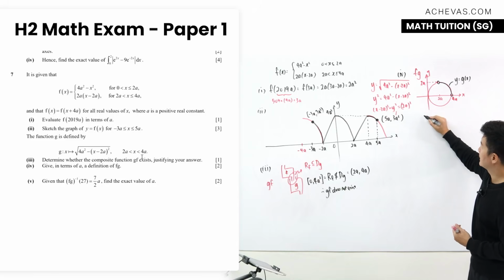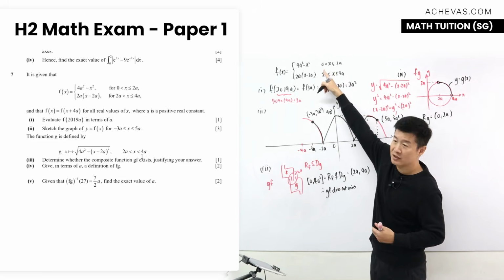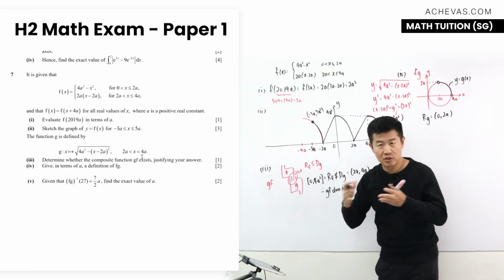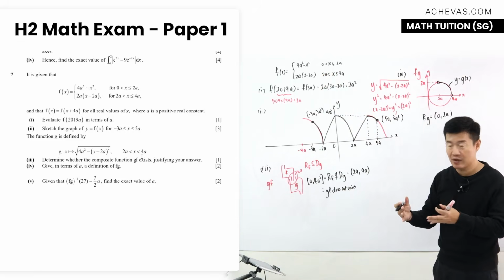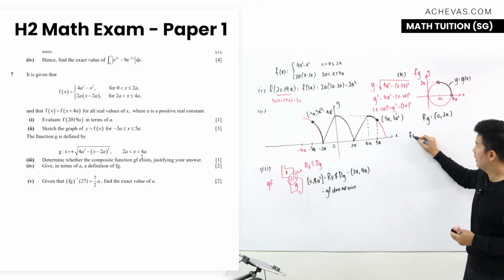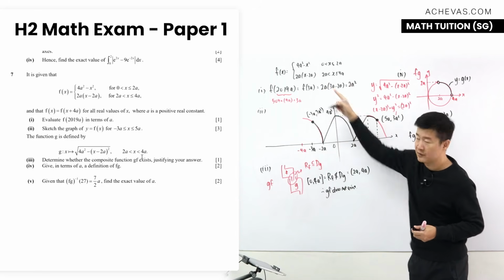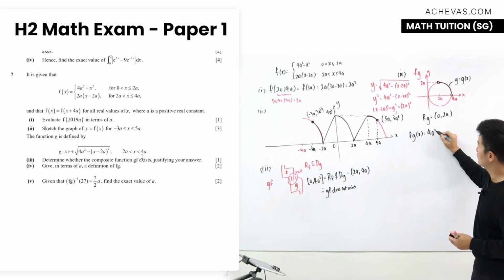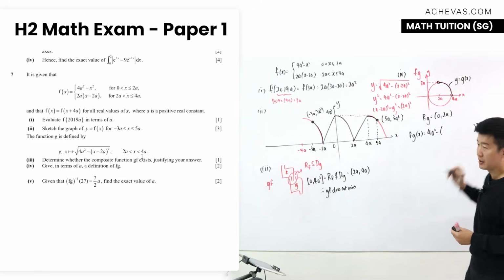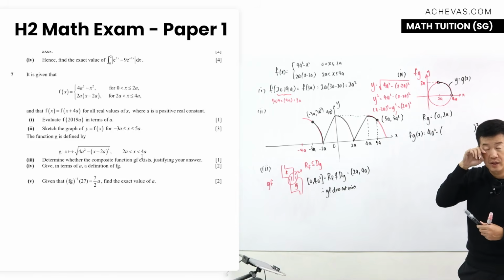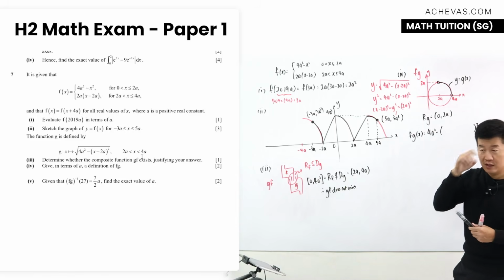So from here, we can see that the range of g is going to be from 0 all the way until 2a. Okay, it is actually from 0 to 2a. These numbers are going to be coming out from g, and that is why fg(x) is going to be us putting g into the first one. So it will be 4a squared minus x squared. You get it right?